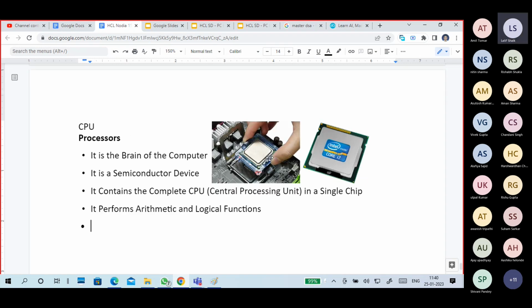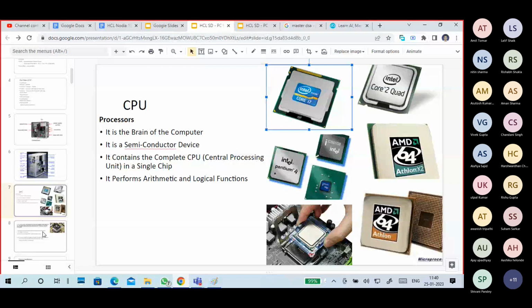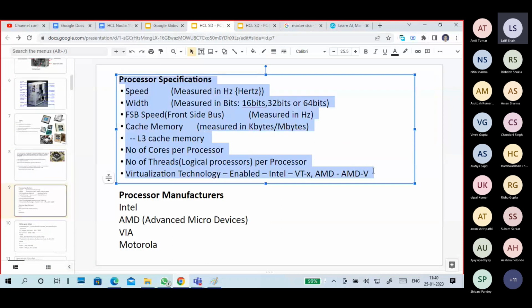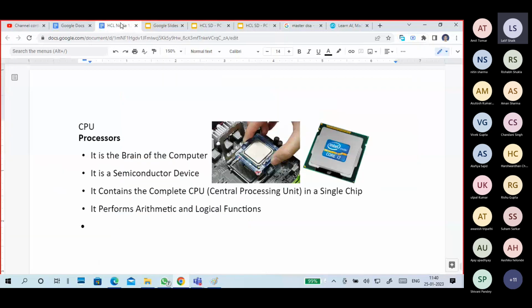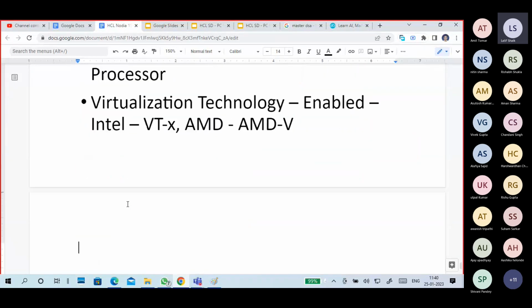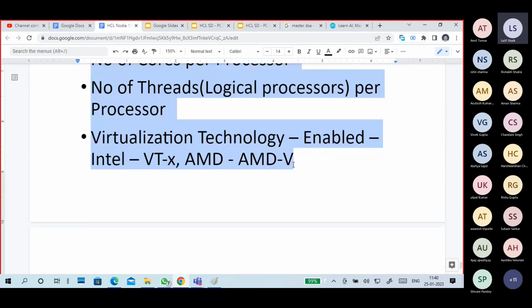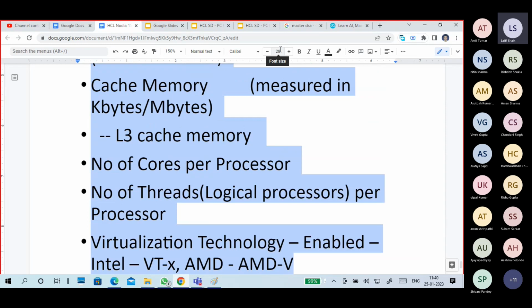This is how the CPU is there. This is a motherboard. The motherboard socket is where the CPU is inserted. So CPU is a small chip. Every CPU has certain specifications. We have already seen this in PC hardware configuration, but I'm telling it once more, what the CPU configuration is.